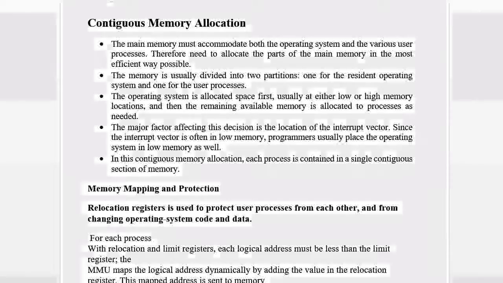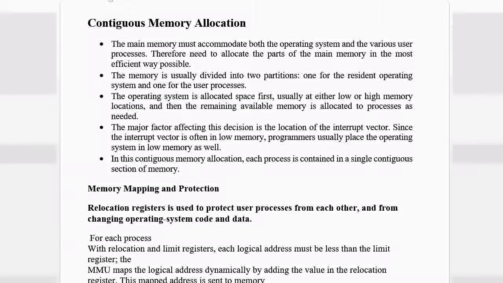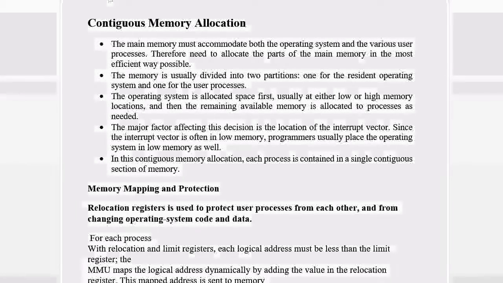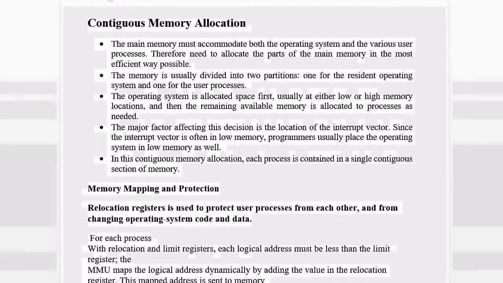And when I say non-contiguous memory allocation, it is just that a process can be divided into different parts, and it can be used for filling the space in the main memory.